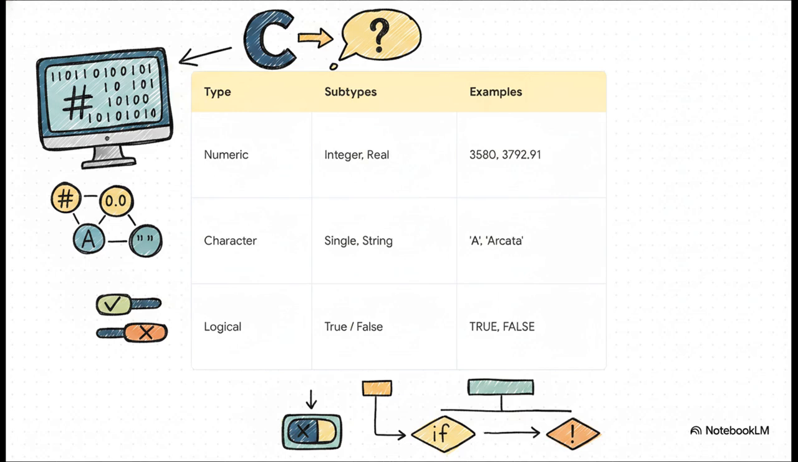Computers are incredibly fast, but honestly, they aren't smart enough to just guess what kind of data you're trying to store. You have to explicitly tell them using data types. We have numeric data, which splits up into integers, meaning whole numbers, like positive 3,580 or negative 46, and real numbers, which handle things with decimal points. Then we have character data, which can be a single letter like A, or a string of characters grouped together, like the city name Arcata. And lastly, logical data, which is just a simple, straightforward true or false.